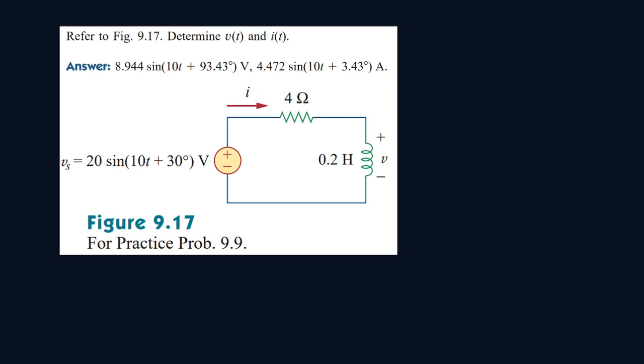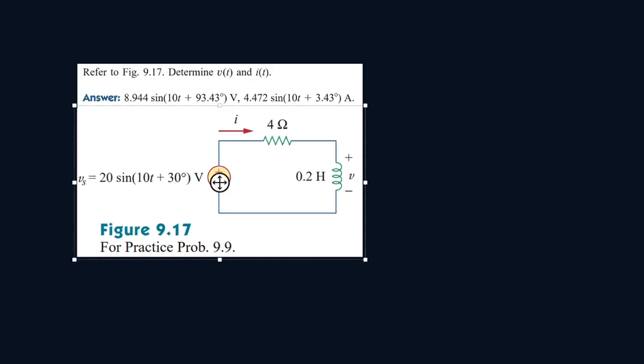Okay, so for the following, we have to find VT and IT. We're given the formula for VS, but let's first turn this into closed format. To turn this into closed format, we just subtract 90 from here. So it'll be 20 sine 10t minus 60.